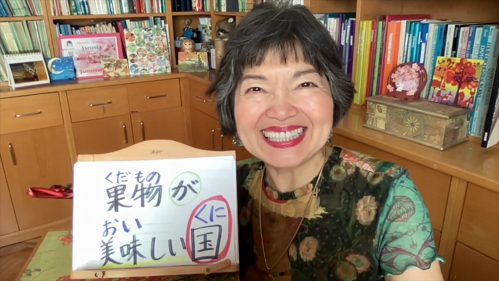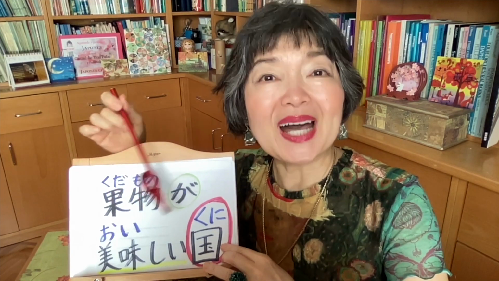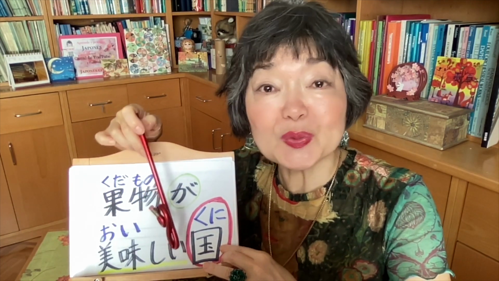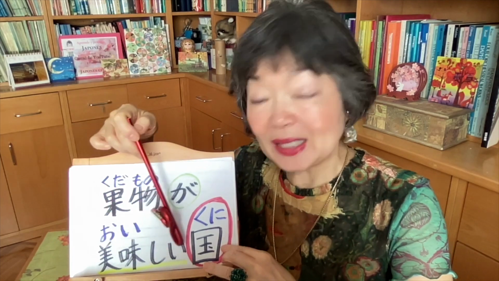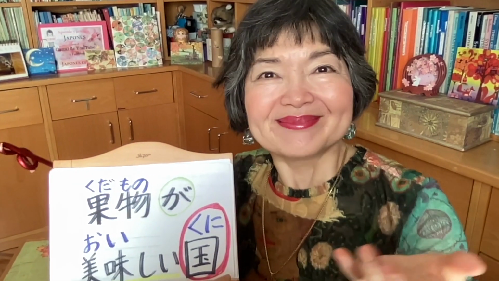The country where the fruits are delicious. So yummy. Fruits are delicious. Then 果物が美味しいです. But we must change 美味しいです to 普通形, and this is only 美味しい, like an adjective. 果物が美味しい国. The hotel I stayed in Kyoto.